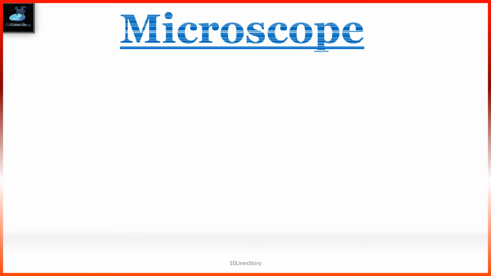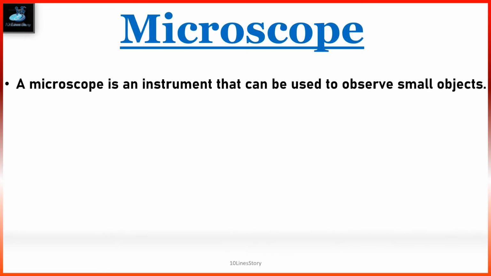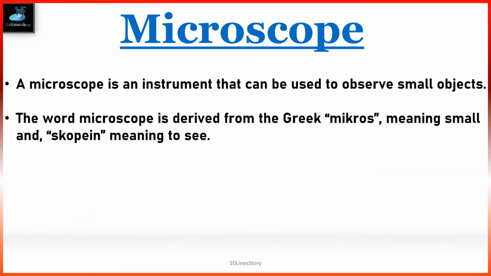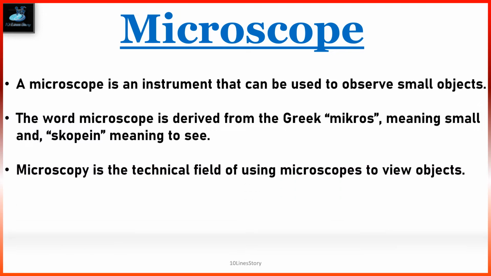Today's topic is 10 lines on microscope. A microscope is an instrument that can be used to observe small objects. The word microscope is derived from the Greek micros meaning small and scopein meaning to see. Microscopy is the technical field of using microscope to view objects.